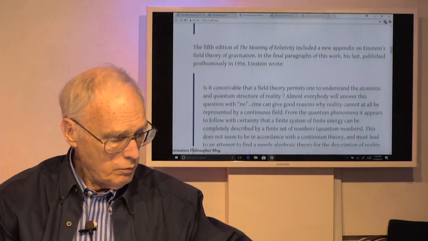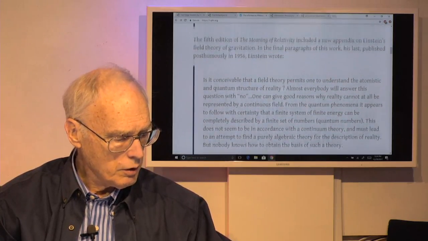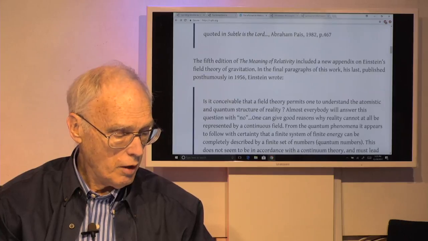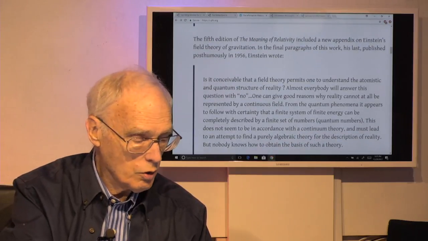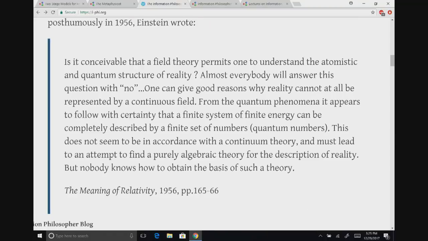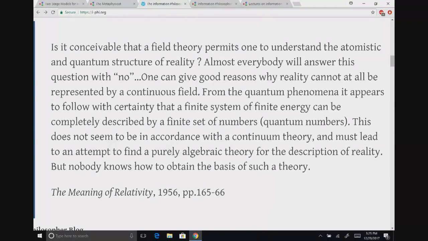But here I think I have one final quote in the book called The Meaning of Relativity, published posthumously, which has an appendix on Einstein's field theory of gravitation. In the final paragraphs of this work, his last work, Einstein wrote, "Is it conceivable that a field theory permits one to understand the atomistic and quantum structure of reality? Almost everybody will answer this question with no. One can give good reasons why reality cannot at all be represented by a continuous field. From the quantum phenomena, it appears to follow with certainty that a finite system of finite energy can be completely described by a finite set of numbers."